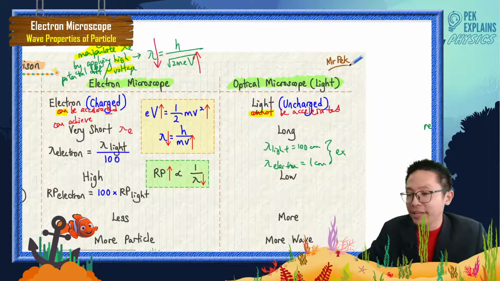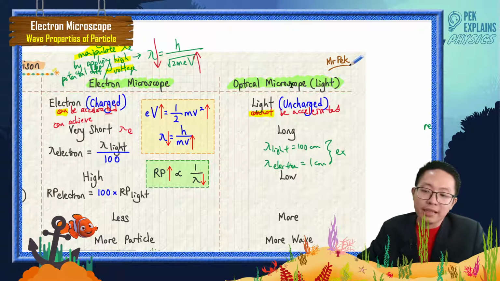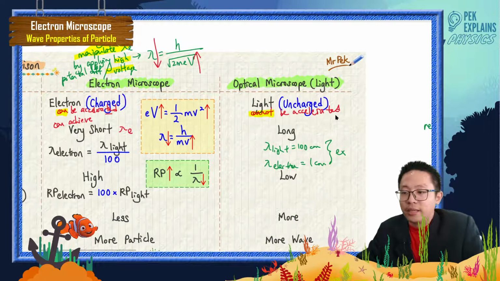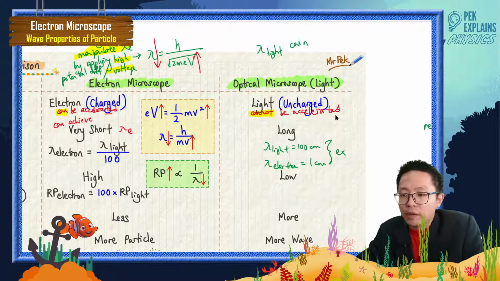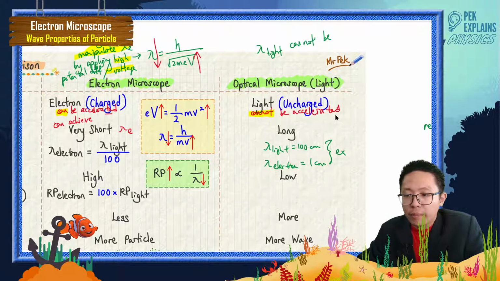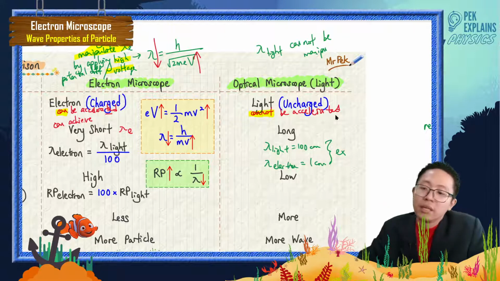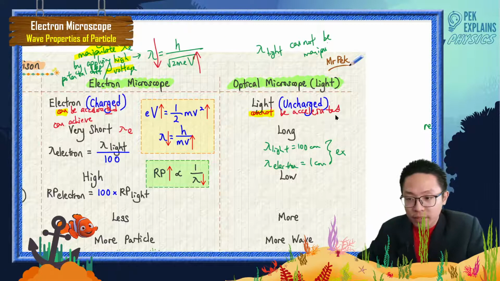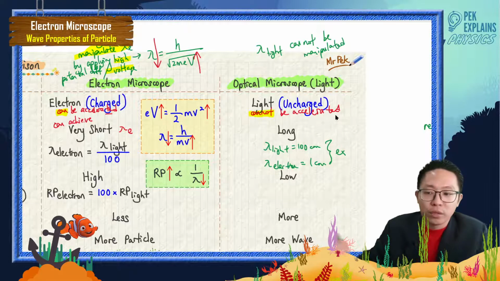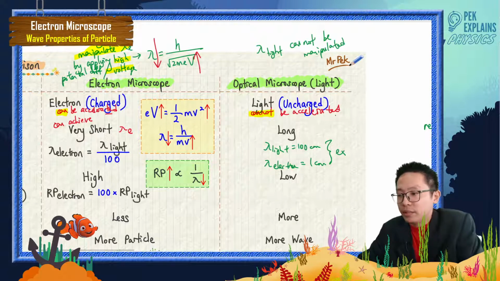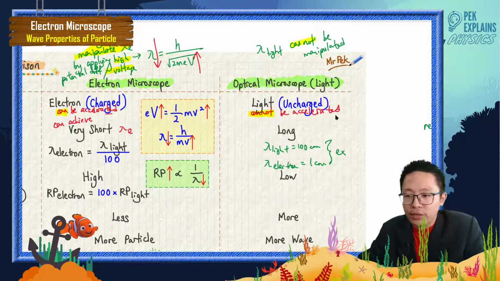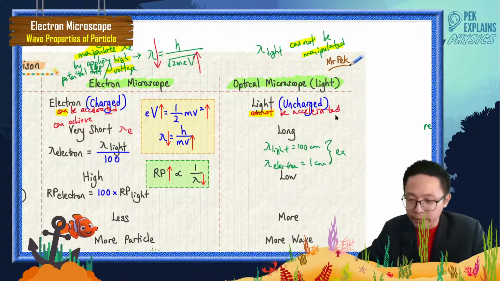But light cannot be manipulated. Since light cannot be accelerated, the wavelength of light cannot be changed. That's why the optical microscope, no matter how good it is, is always limited, because you cannot manipulate the wavelength of the light.